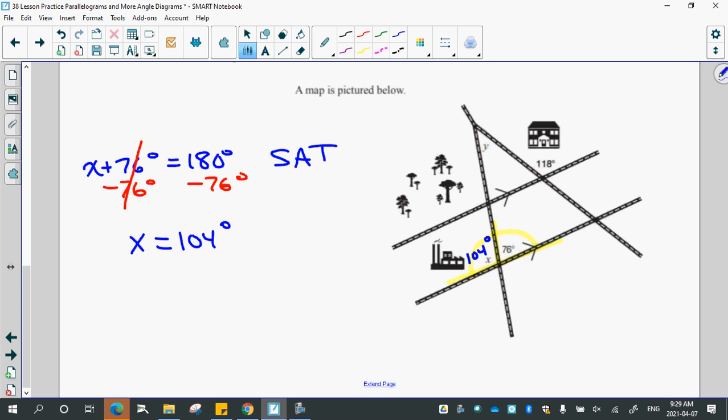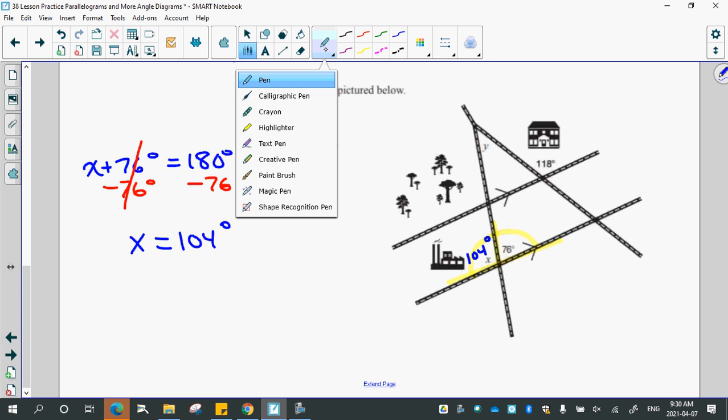Okay, how about y? Anyone have any ideas for how to get y? A couple things you have to do to get to the end. William? I did. I subtracted 180 and 180.